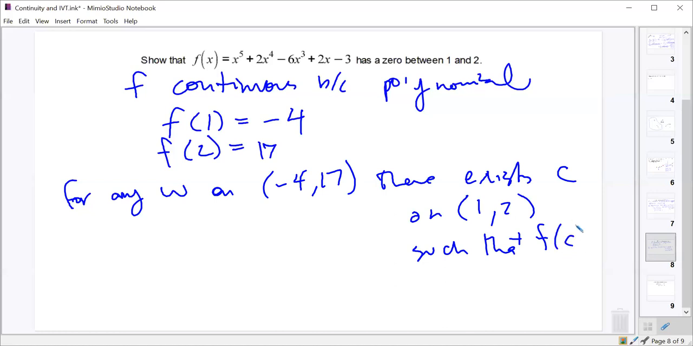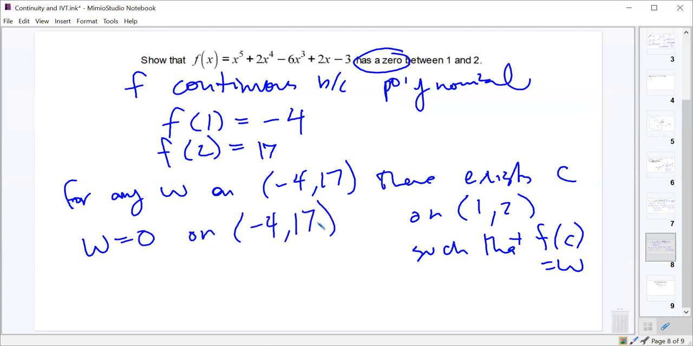Now this time we don't have to go through and verify the whole thing. We know what w specifically we're looking for, right? What w are we looking for? We want to know that it has a 0. So w equals 0 is on -4 to 17, which means that there must be some value of c between 1 and 2 that when I plug it into this function gives me w equals 0. Does that make sense? That's by the intermediate value theorem.